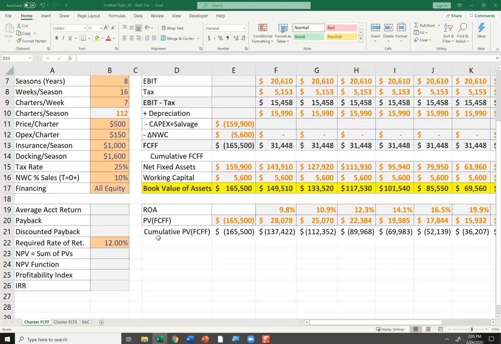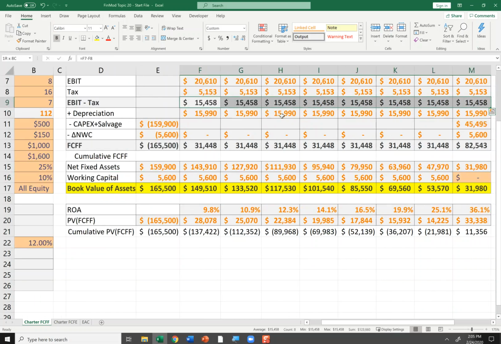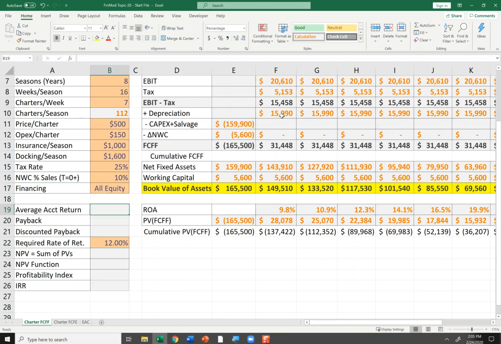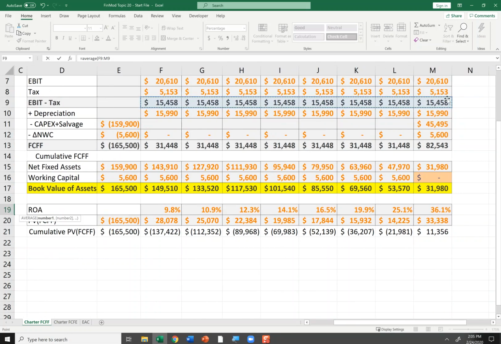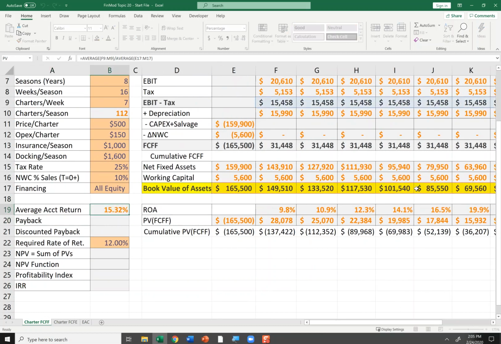So going to our spreadsheet, I have my average income. We can call this net income, even though it's EBIT after tax, but if there's no interest expense, that is my net income. And then I have my book value of assets over here. So I'm just going to simply take the average of my income for all years divided by the average of my book value of assets. So the average return turns out to be 15.32% return.